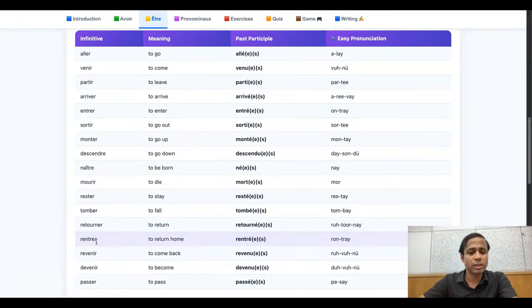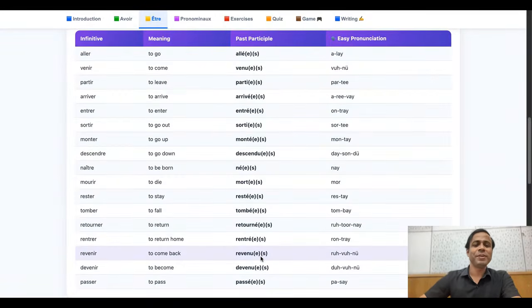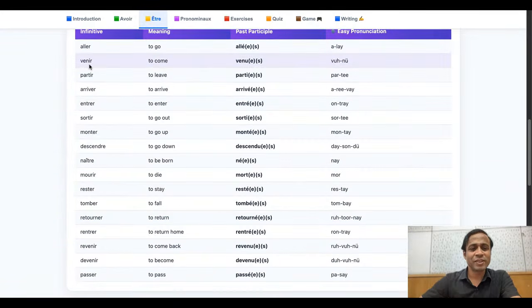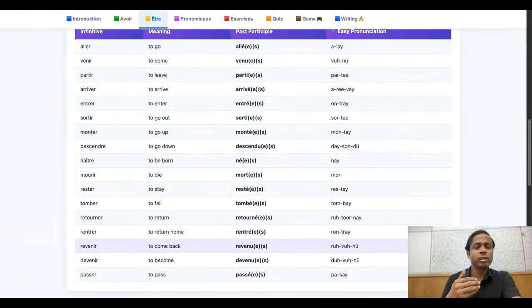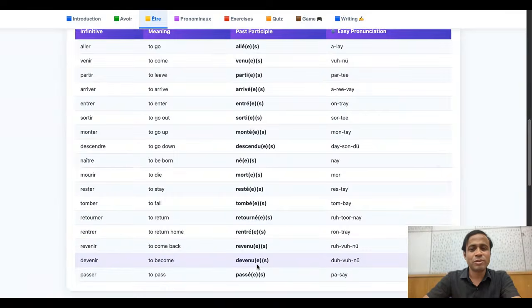retourner, rentrer, revenir, revenu. One more thing. If you see venir and revenir: venir means to come, revenir means to come back. But you see, the conjugation is the same. It comes under the same family. Venir, venu, revenir, revenu. Even devenir becomes devenu. So venir, revenir, and devenir, these three verbs are in the same family, so their conjugation is also the same.